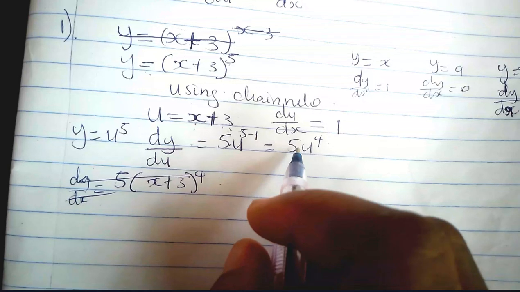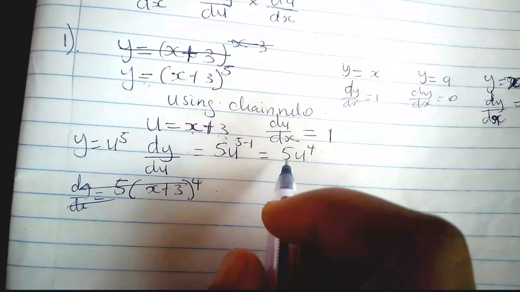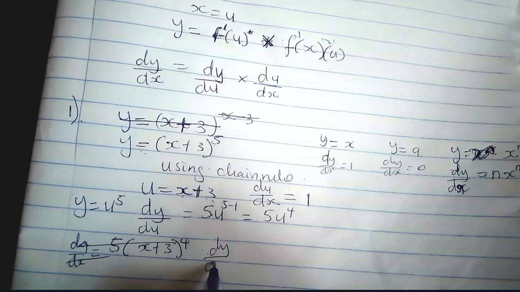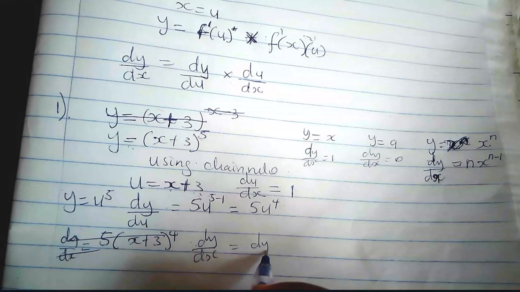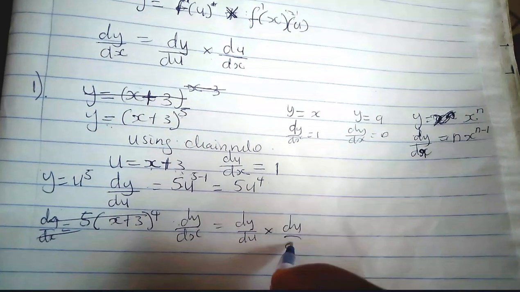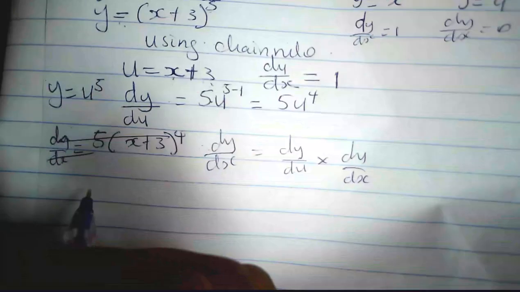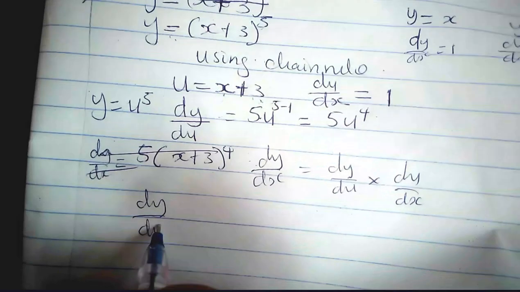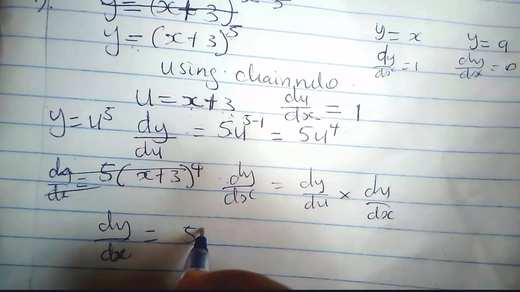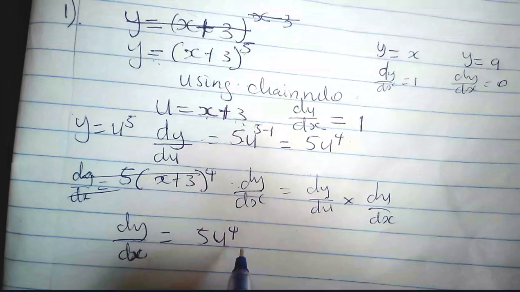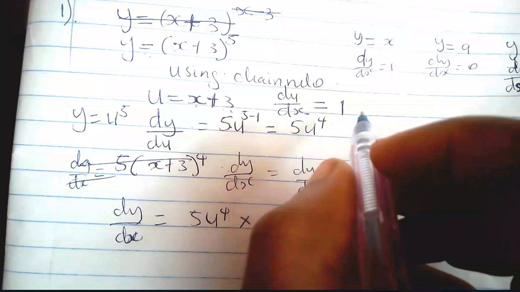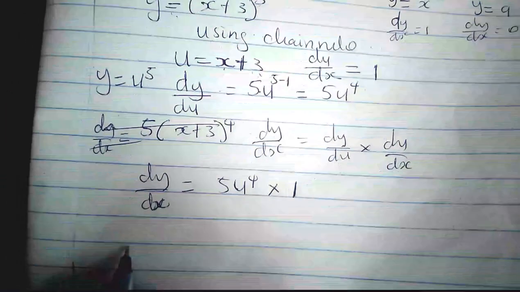So what are we going to do now that we're getting this? Our answer is going to be, like I said, the chain rule. dy/dx, bring back the formula, is equal to dy/du multiplied by du/dx. So what are we going to have? dy/du is what? 5 times u raised to power 4, multiplied by, what's du/dx? 1.